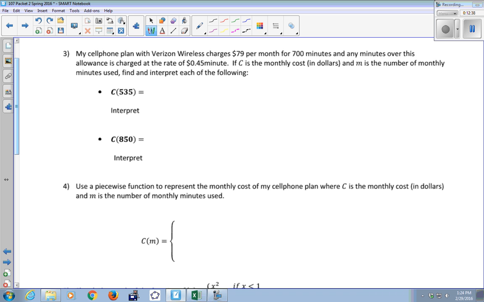$79, right? Right, 535 minutes costs $79. How did I know that 535 was representing minutes in that problem? Yeah, so the C represents cost. It's in parentheses, which means it's an input. Good. All right, what about the cost for 850 minutes?